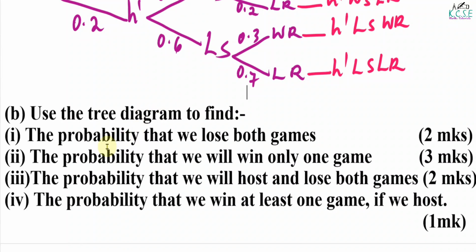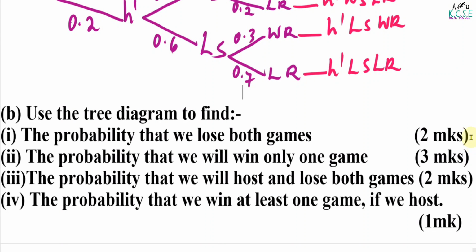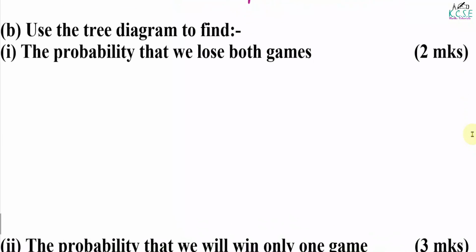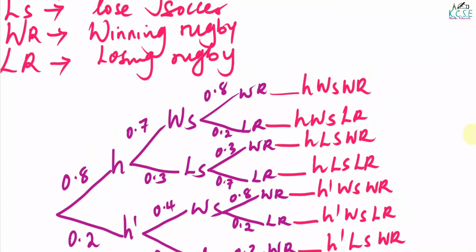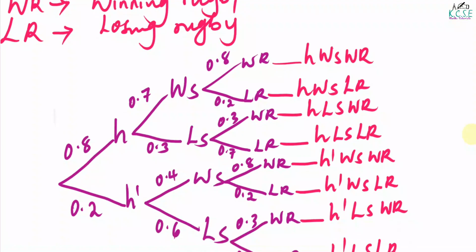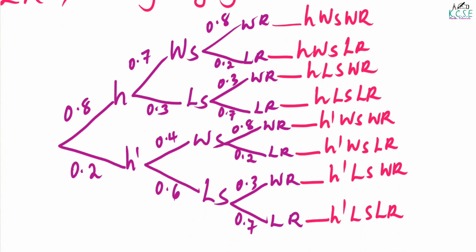B part 1, probability that we lose both games. That is the first thing we need to get. So let's calculate that. Now, the probability of losing both games, we're going to obtain it here. I'll highlight instances where two games will be lost. So hosting and losing both games, this will be the first instance. Then not hosting and losing both games. So those are the instances where two games will be lost.